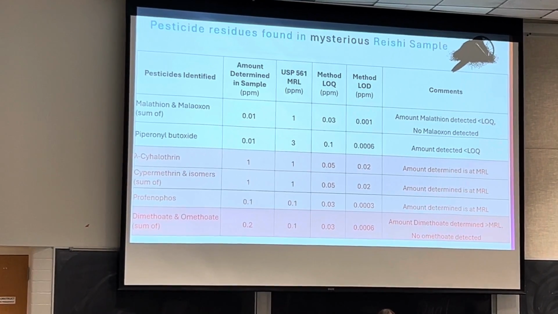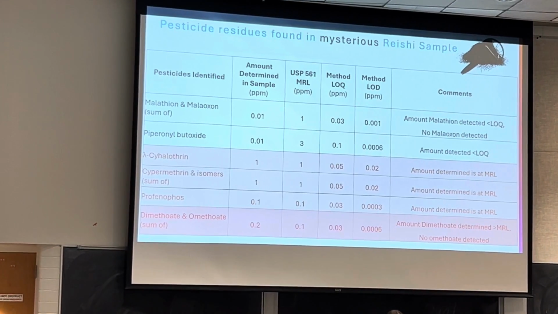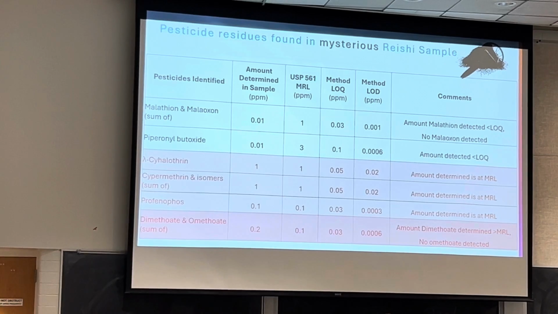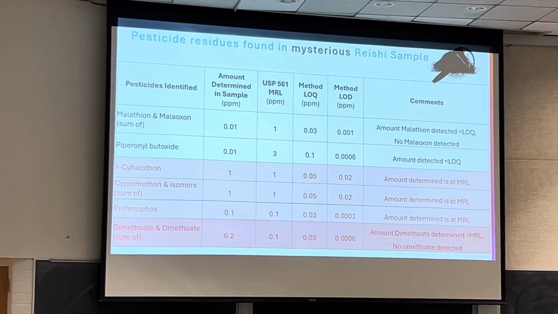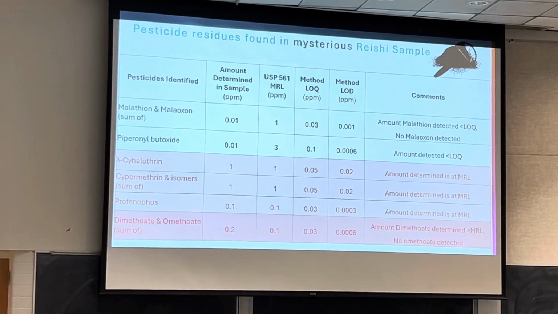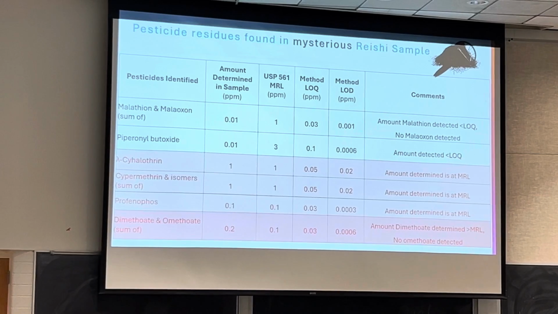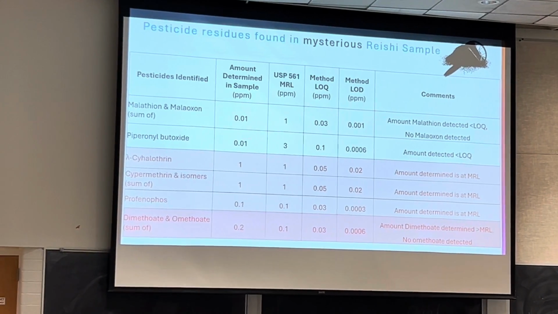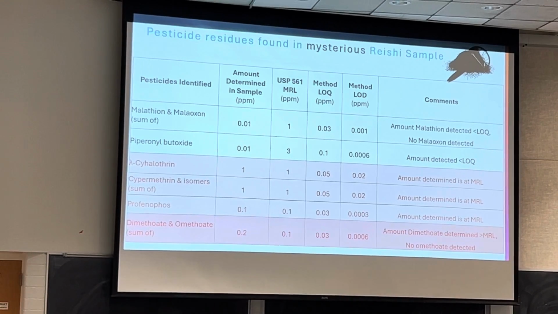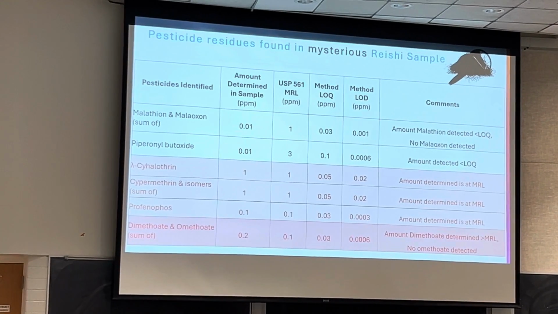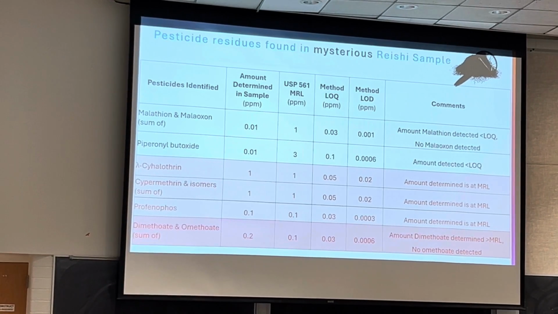Malathion and piperonyl butoxide were detected at levels less than their LOQs. Remember LOQ? What is it? Limit of quantitation. Very good. I think that's what you're saying. And lambda-cyhalothrin, cypermethrin, and profenofos were detected at their MRLs. And dimethoate was determined at 2 times higher than its maximum residue limit. It was very spooky indeed.